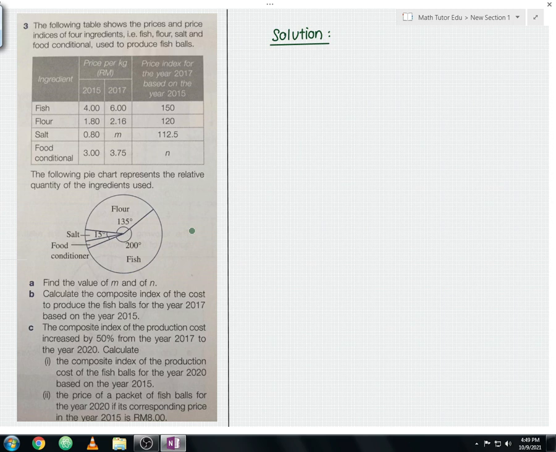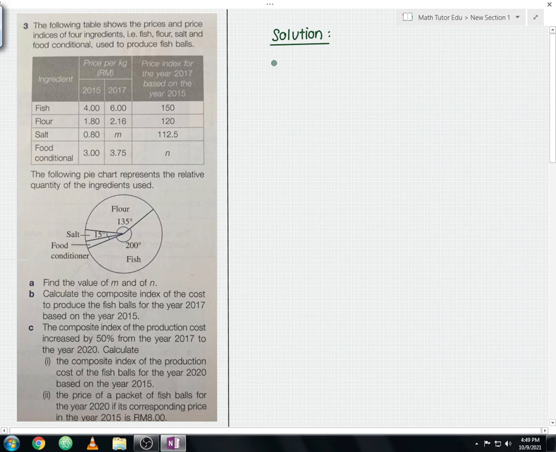For part C, the composite index of the production cost increased by 50% from the year 2017 to the year 2020. Calculate the composite index of the production cost of the fish balls for the year 2020 based on the year 2015. For part C, question 2, find the price of a packet of fish balls for the year 2020 if its corresponding price in the year 2015 is 8 ringgit. So this is the overall question.